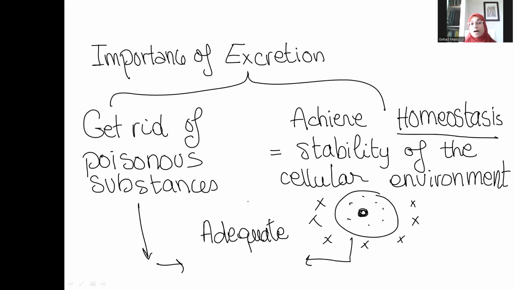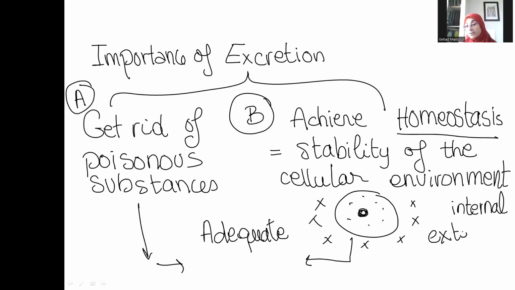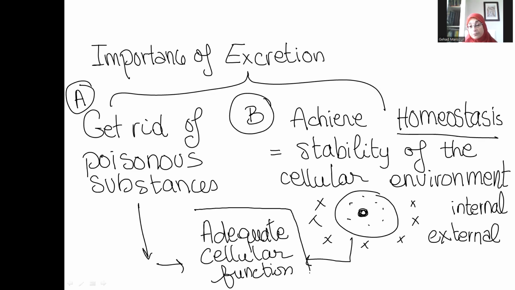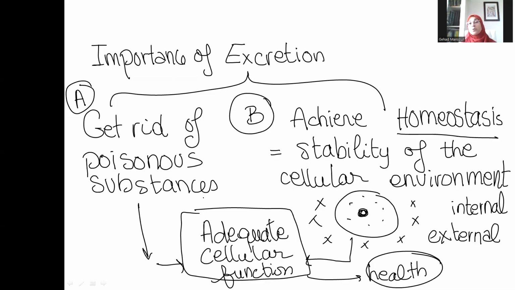By doing those two actions, by getting rid of poisonous material, and by achieving stability of the cellular environment, whether the internal cellular environment inside the cell or the external cellular environment around the cell, you are ensuring adequate cellular function. You are helping the cells to function properly, and therefore you are ensuring good health for the living organism.